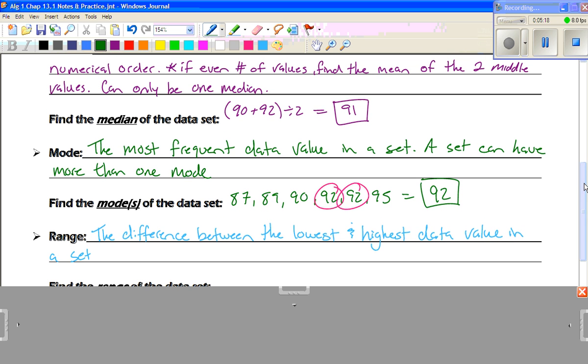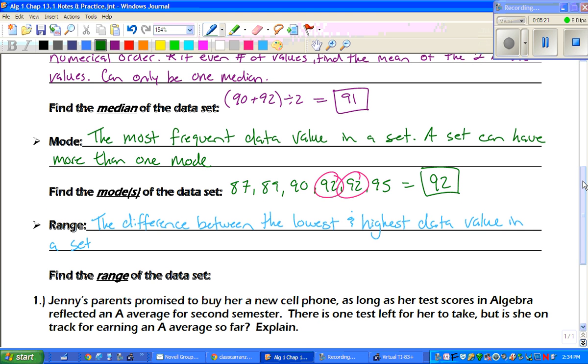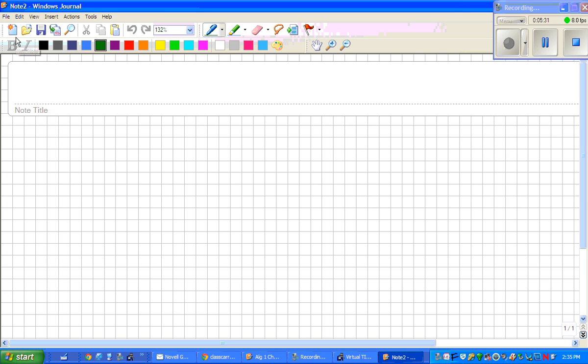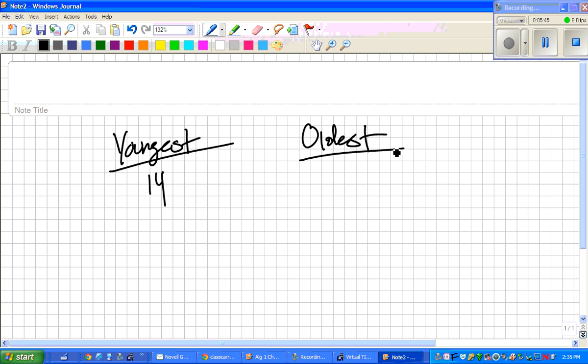Okay, and then the range. The range is the difference between the lowest and the highest data value in the set. Now, if you were in class, we were talking about the range of ages in our classroom, right? Someone said that the youngest person in the classroom was 14 years of age. And the oldest person in the classroom at the time was 31. Yeah, that was me. It's okay. I'm not that old. Okay?